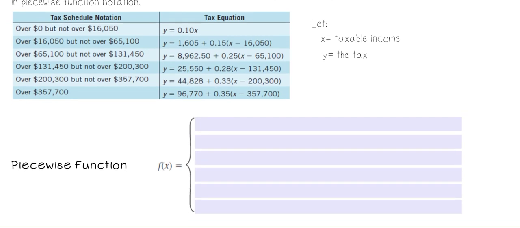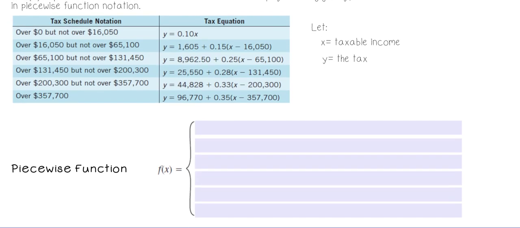So to create a piecewise function, what we will do is take each tax equation and use the tax schedule notation, but rewrite it into interval notation. So for example, the first part of the piecewise function is y equals 0.1x, and that occurs when 0 is less than x, which is less than or equal to 16,050.